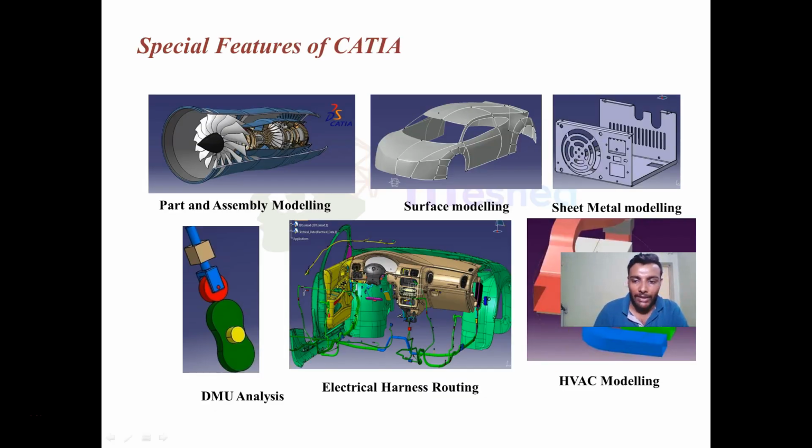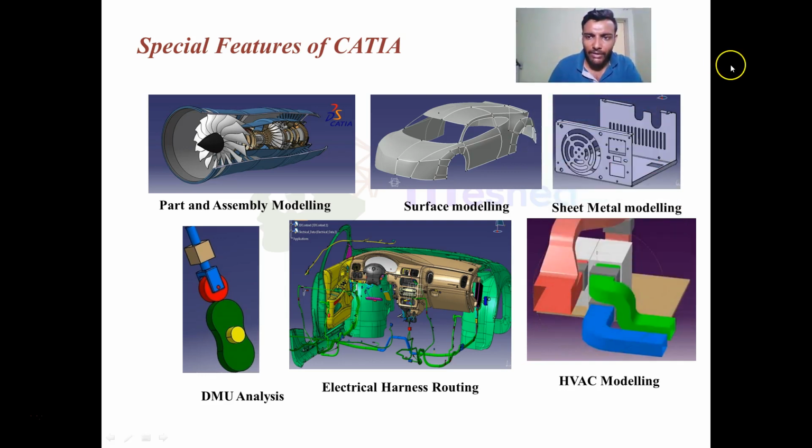So what are the special features of Catia? Catia, as you can see, is one of the most widely used softwares in top tier industries, primarily because of its great functionalities. You can create part and assembly modeling, which is the prime reason for CAD models being used in the industry today, and it is used for creating extremely good surface models like the one shown here.